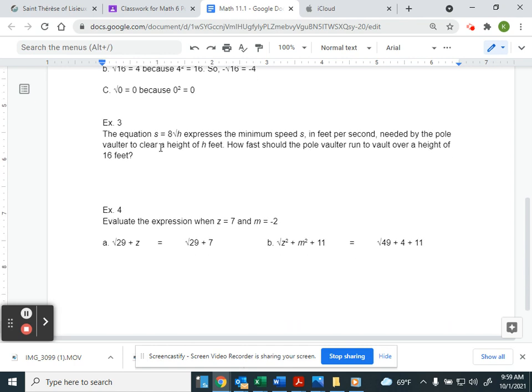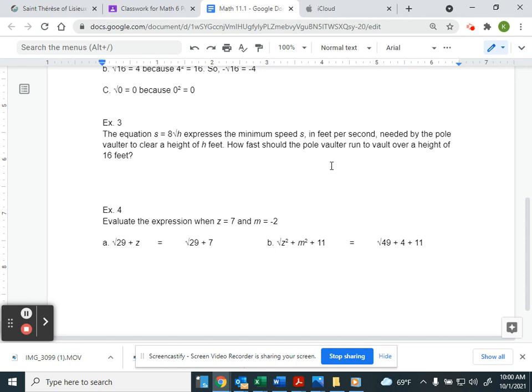Example 3, the equation s equals 8 square root of h expresses the minimum speed s in feet per second needed by the pole vaulter to clear a height of h feet. So we don't know how high he's going to jump. We don't know that height. How fast should the pole vaulter run to vault over a height of 16 feet?